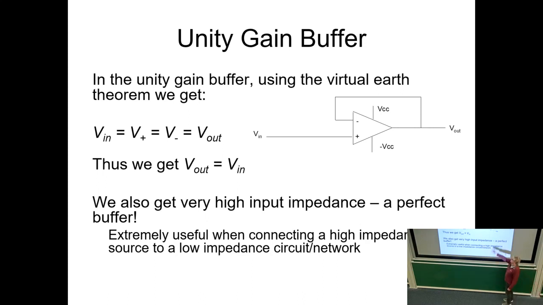Right, so high input impedance because it's going straight into the positive terminal, really good. Low output impedance of the op amp, which is really good. So extremely useful when connecting a high impedance source to a low impedance circuit or network. Takes away all these issues of loading. If you don't know what loading is, check back through the notes, make sure you understand it. It's very important. We've done labs on it, we've done notes on it. It's there.